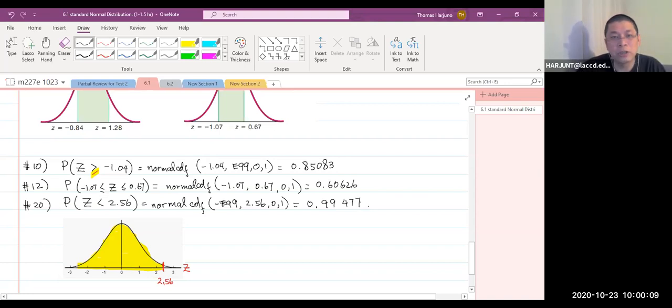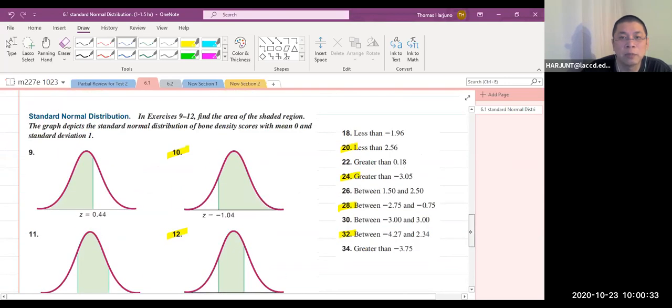Now, please try using your own calculator to check if the number I get here is true, and especially with the rounding, because the number I get on my calculator for this is 0.994766. But if I round it to 5 decimal places, it becomes 477 instead.